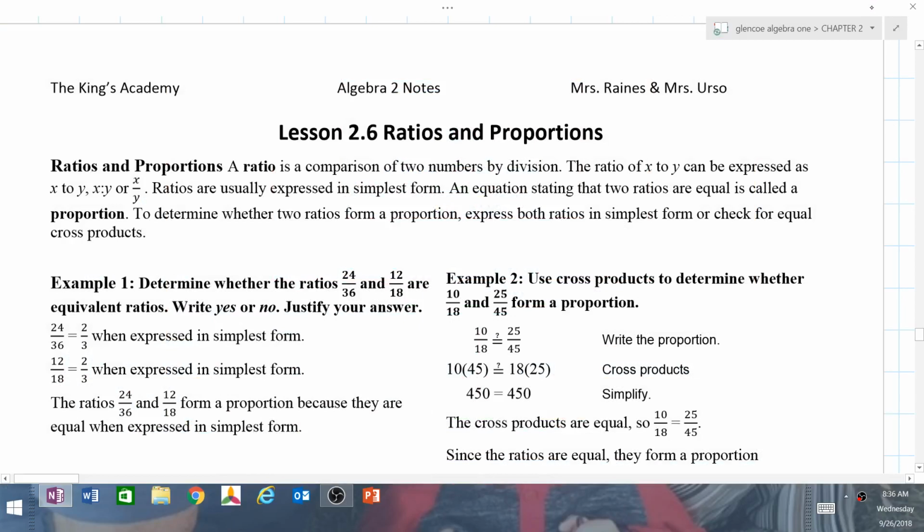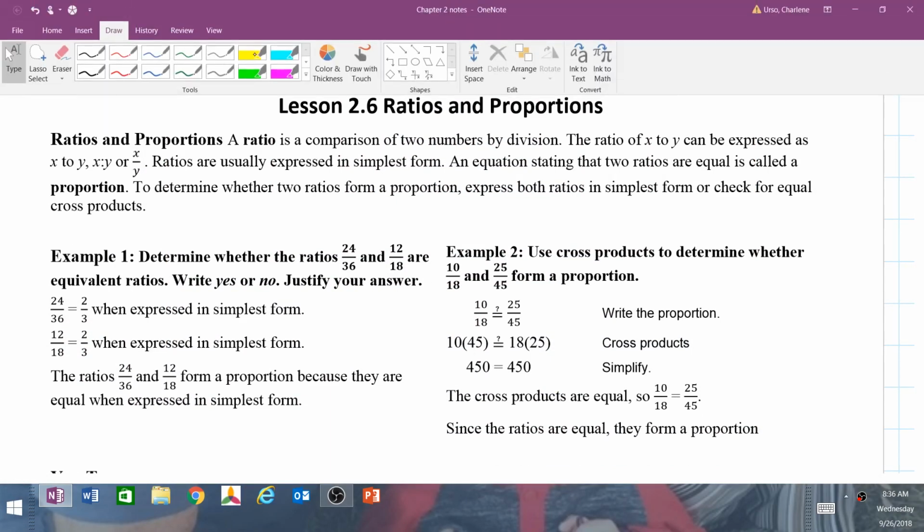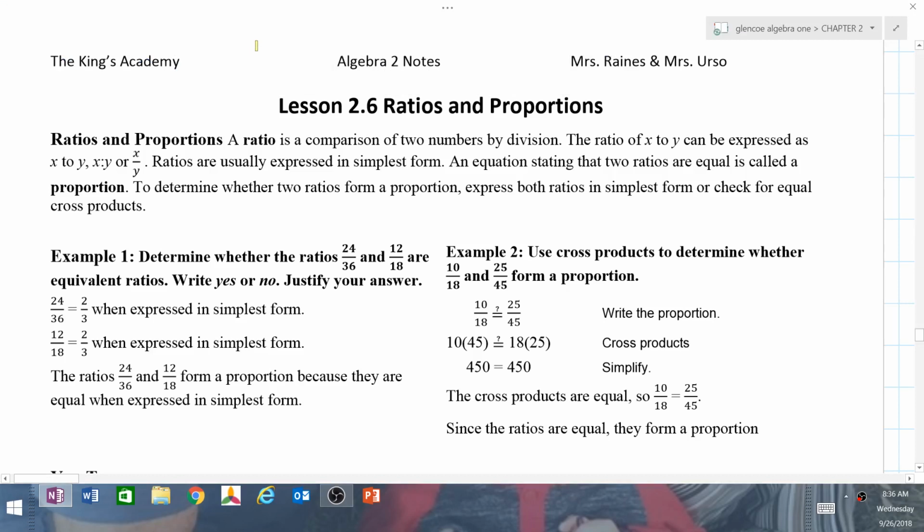Good morning, and this is lesson 2.6, ratios and proportions. So we have a couple of important definitions here I want to touch on. First of all, a ratio is a comparison of two numbers by division.